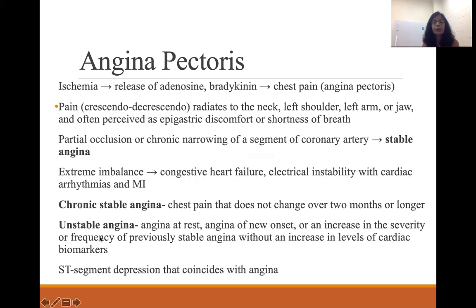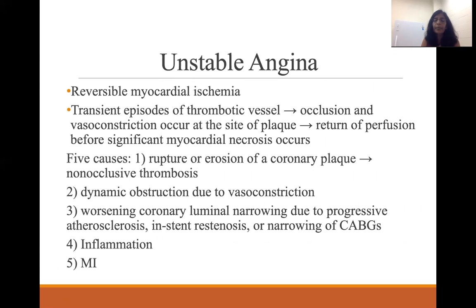Unstable angina is sudden pain, angina at rest, angina of new onset, or an increase in the severity or frequency of previously stable angina, without an increase in levels of cardiac biomarkers such as troponin I and CK-MB levels. ST segment depression would coincide with angina, so electrical activity can be seen in ECG that has some specific changes.